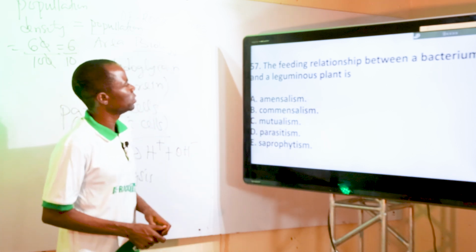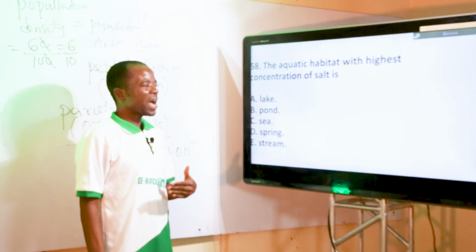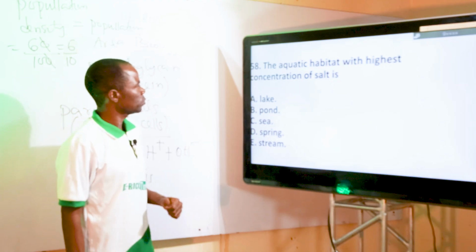Let's go to number 58. The aquatic habitat with the highest concentration of salt is dash. Out of all these options, it is C that has the highest salinity. Salinity is the concentration of salt in a water body. So the correct answer for number 58 is C. Out of the options here, C has the highest salt concentration, which is called high salinity. So the correct option is option C.